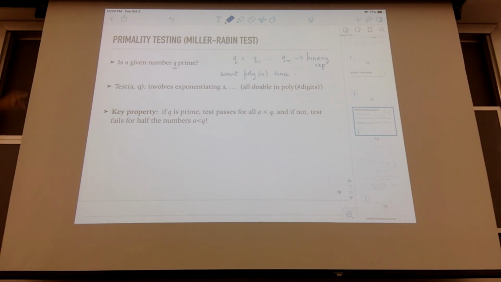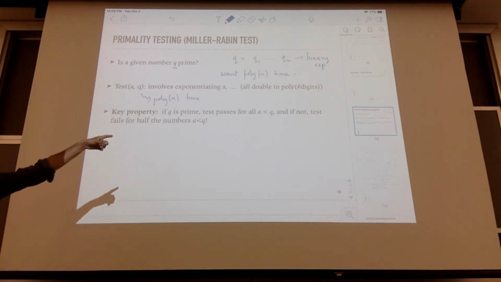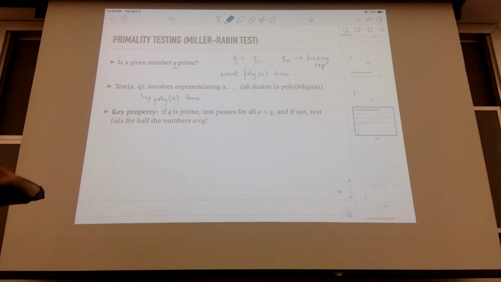What this Miller-Rabin test did was at its core very simple. It involved a test that took a number a between 0 and q minus 1, and did a certain number theoretic test on a and q. This test would be done in polynomial in n time. It has this nice property that if q is prime, then this test passes for all a less than q, and if q is not prime, then it fails for at least half the numbers. This involves finding what's called a non-trivial square root. This is how this test works.